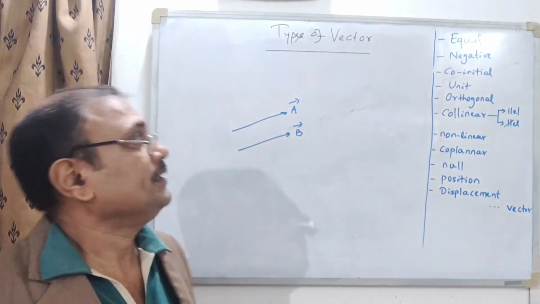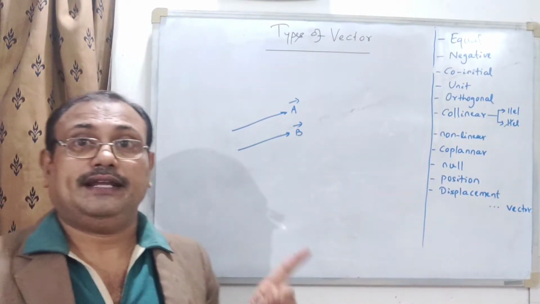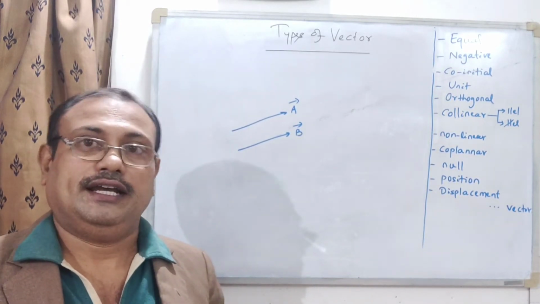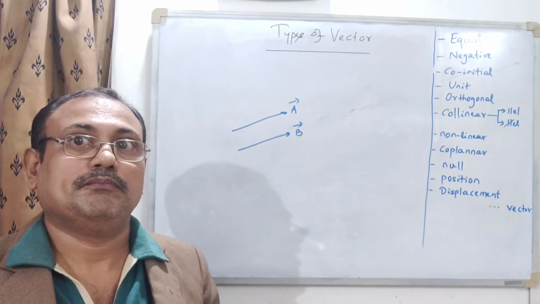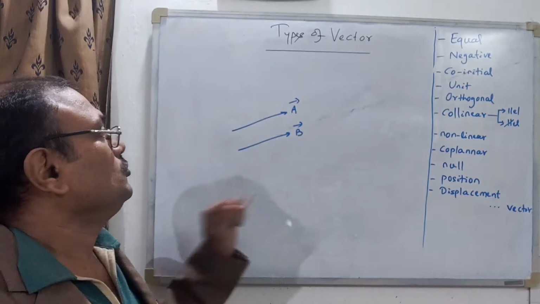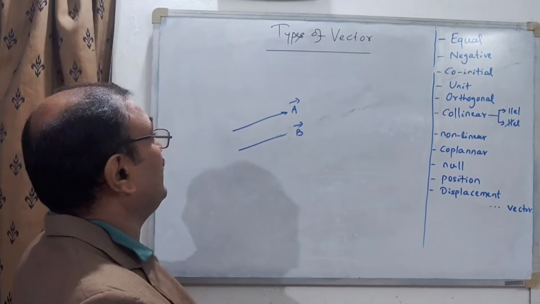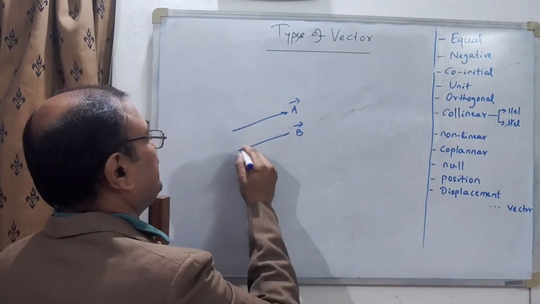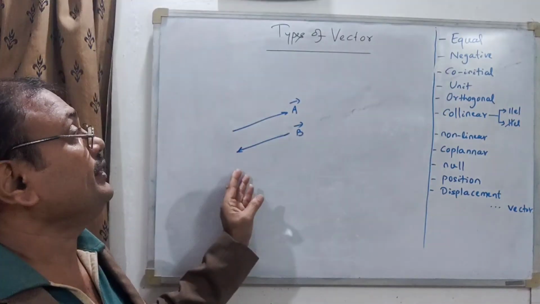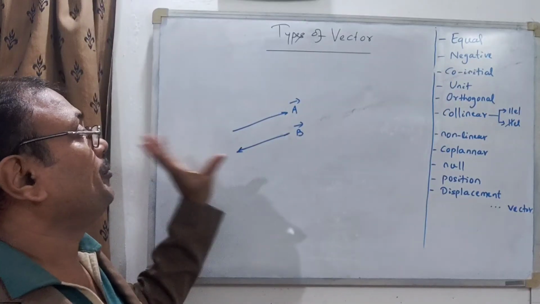Now coming to negative vectors, vector A and B are said to be negative vectors of each other if again their magnitudes are the same but only their directions are opposite. They are opposite to each other. So in that case, we will just change the directions like this. So A and B are said to be negative vectors of each other when their magnitudes are the same but they are opposite to each other.